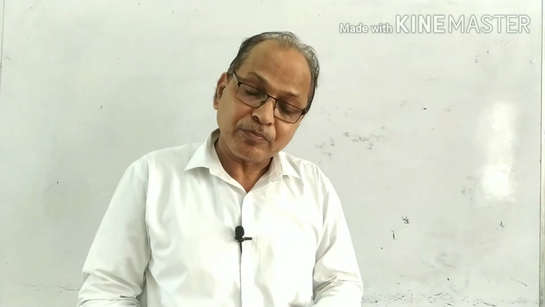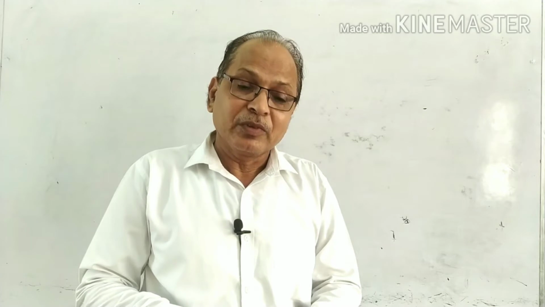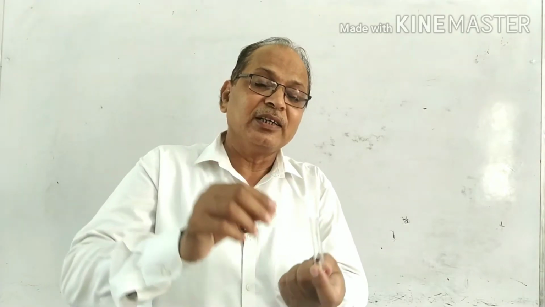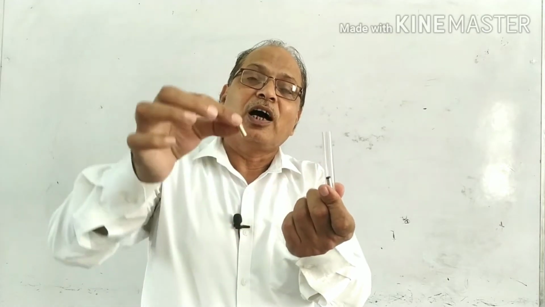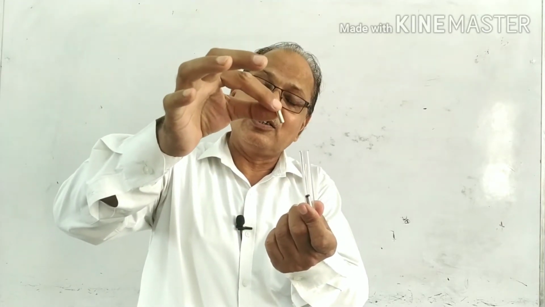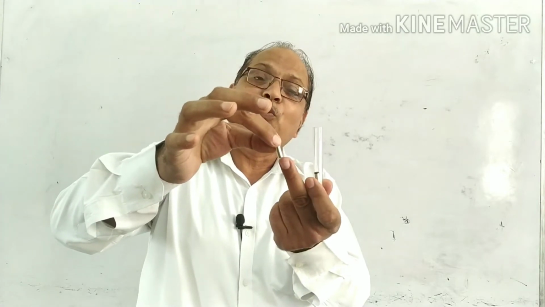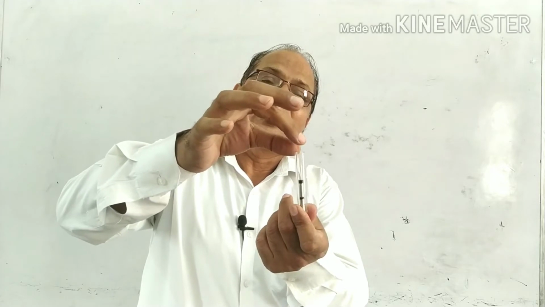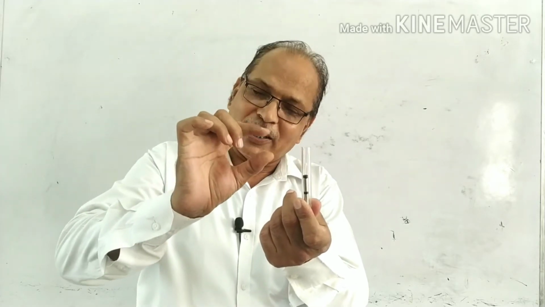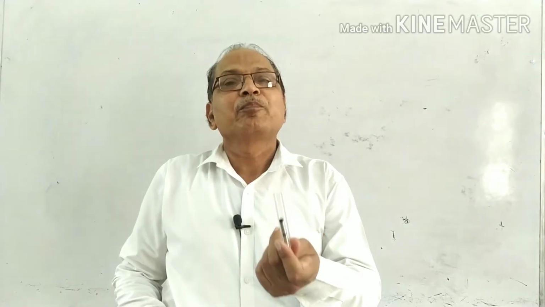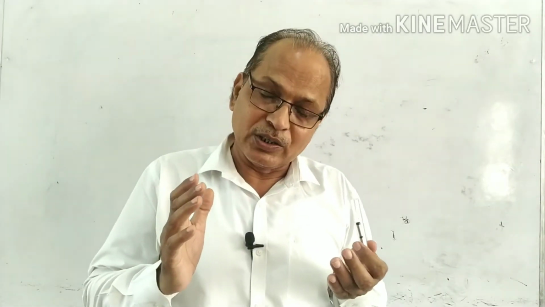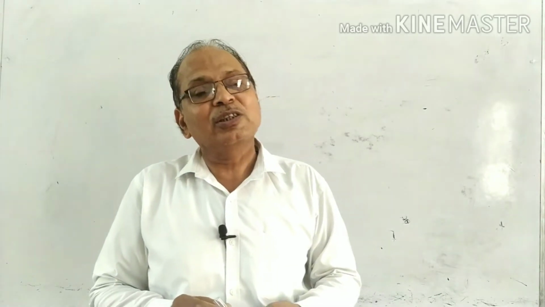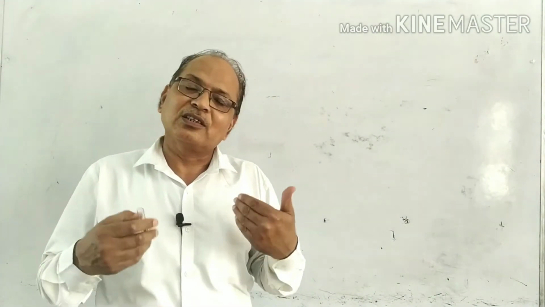On the other hand, if this is one magnet with the north pole in the upward direction, and I put the second magnet in this direction where the south pole is in the downward direction, see, there is an attraction. That's why like poles always repel each other and unlike poles always attract each other.